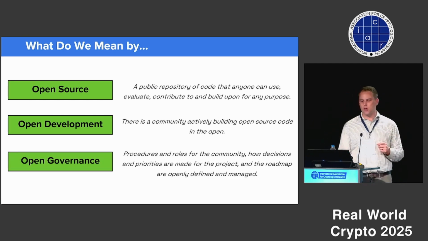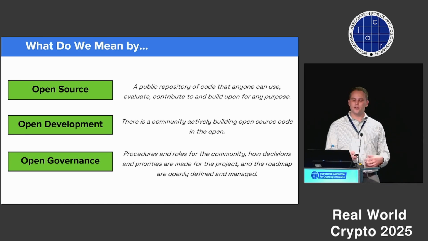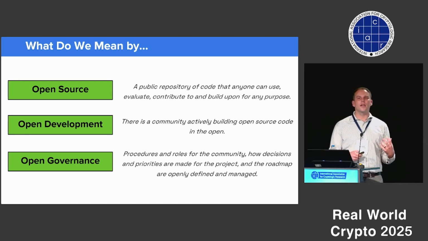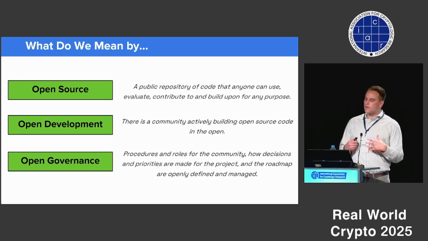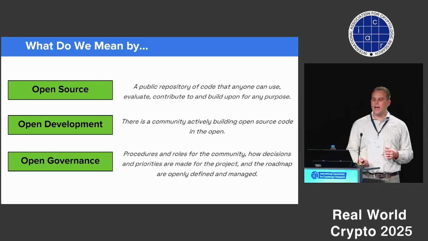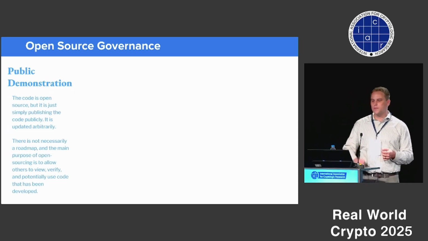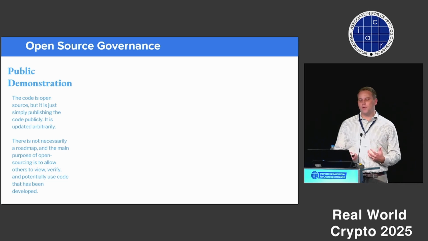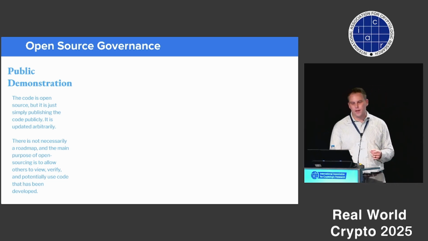And then even better is open governance, which means that procedures and roles for the community, how decisions and priorities are made for the project, things like the roadmap, are all openly defined and managed. And we typically see that the more open governance a project has, the easier it is for that project to attract contributors and users. And just some examples of open source governance we see as we move along the continuum from closed to open.